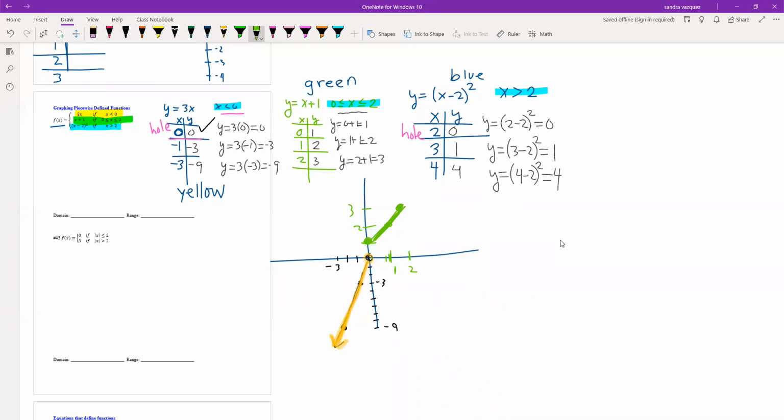And then last, I have the blue one. And so then the blue one will be 2 and 0. And it has a hole. Then 3 and 1. And then 4 and 4.